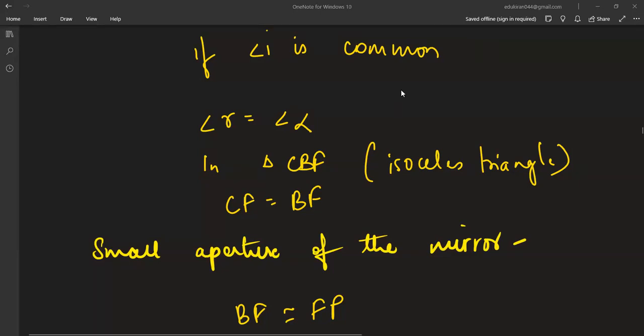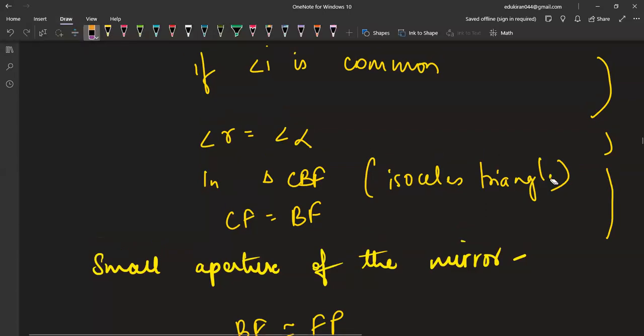Small aperture means, see, in the first class I told you what is meant by aperture. Aperture of the mirror is this. This is the linear aperture. This is the angular aperture. So aperture means this curvature part. If I tell you this is a very small aperture. If I tell you this, see, this is a very large aperture. So that is what is meant by small aperture of the mirror.